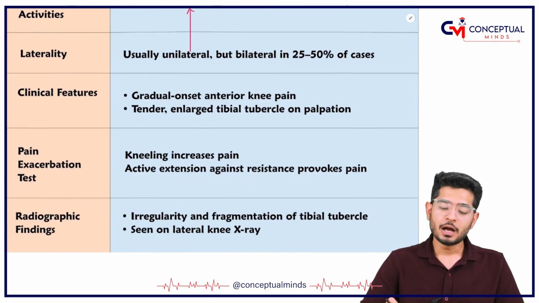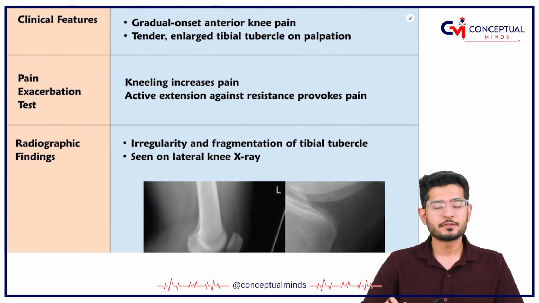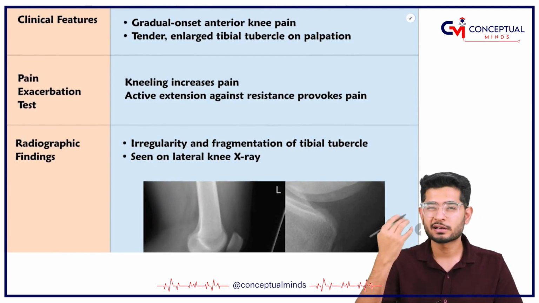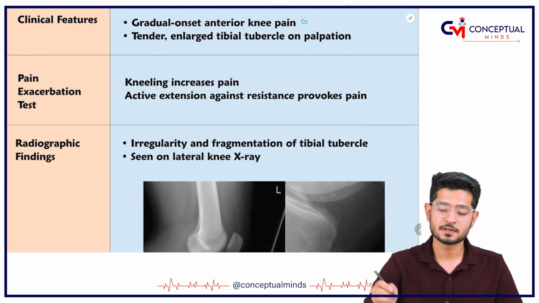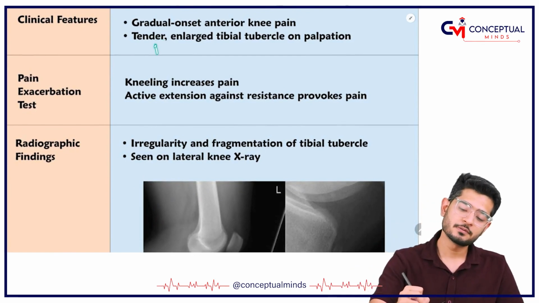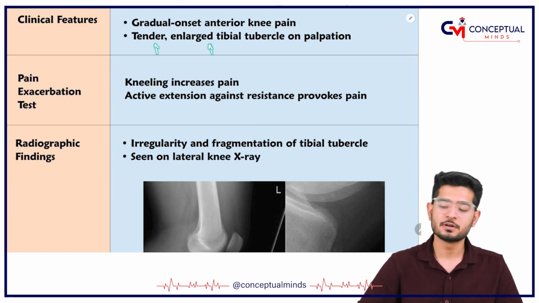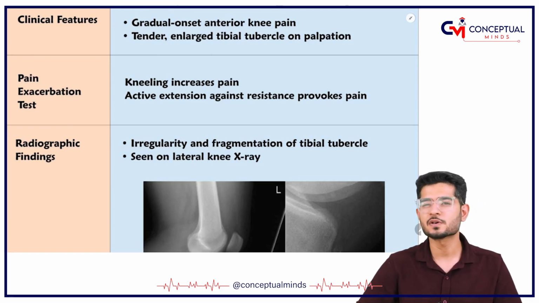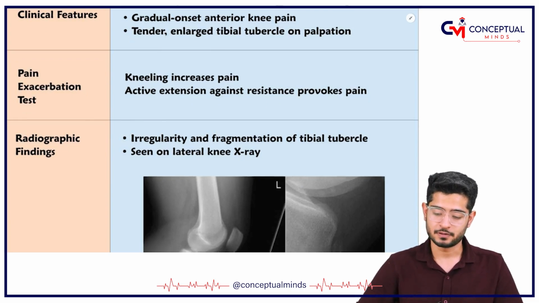Okay, and coming on to the clinical features, of course the child is having chondritis, inflammation, so knee pain is something which is going to be there. Of course, there will be tenderness, enlarged tibial tubercle on palpation. Why enlarged? Because of inflammation. Edema is one of the integral features of inflammation.